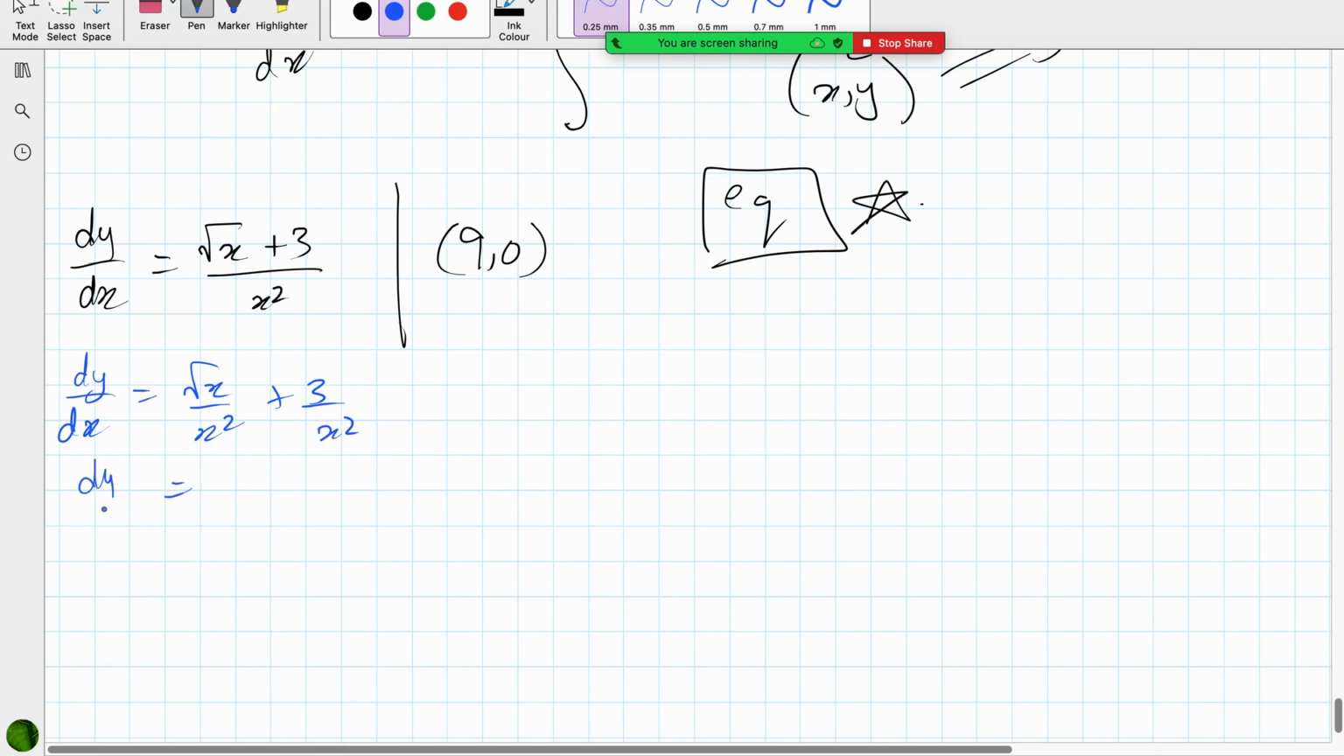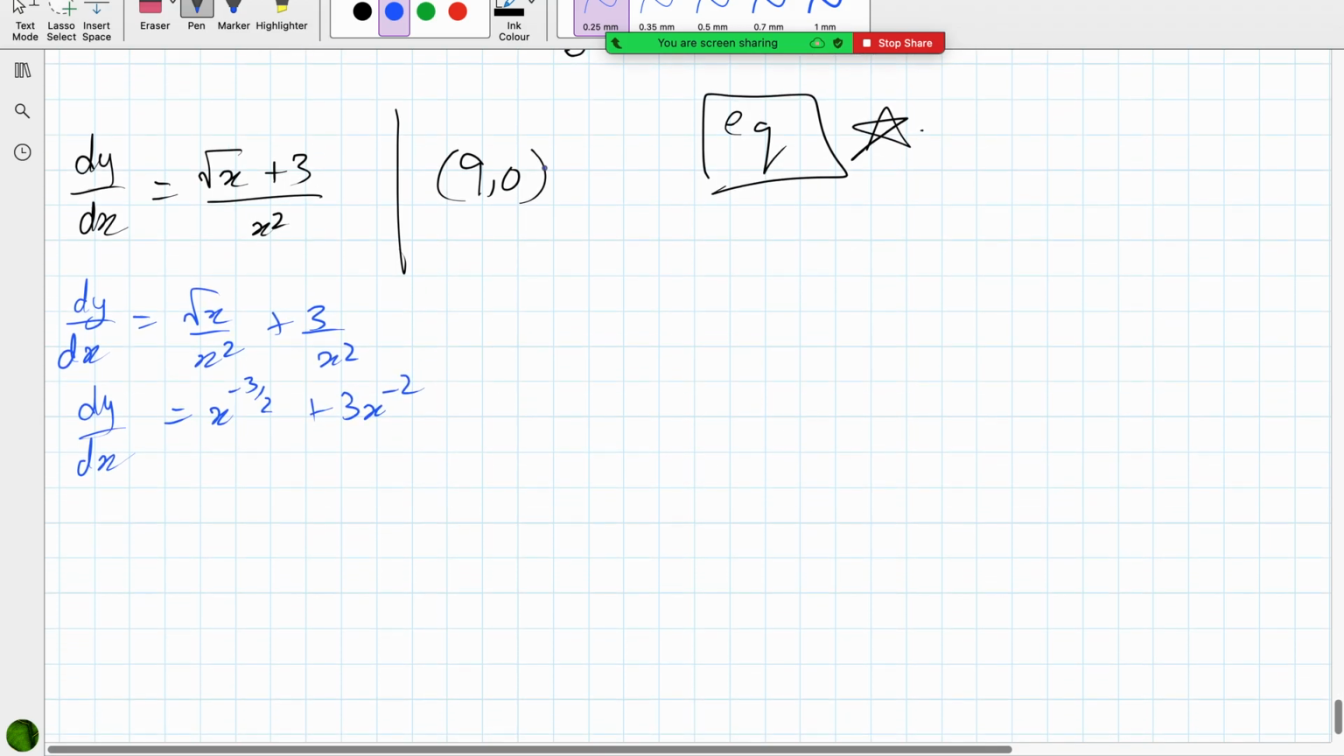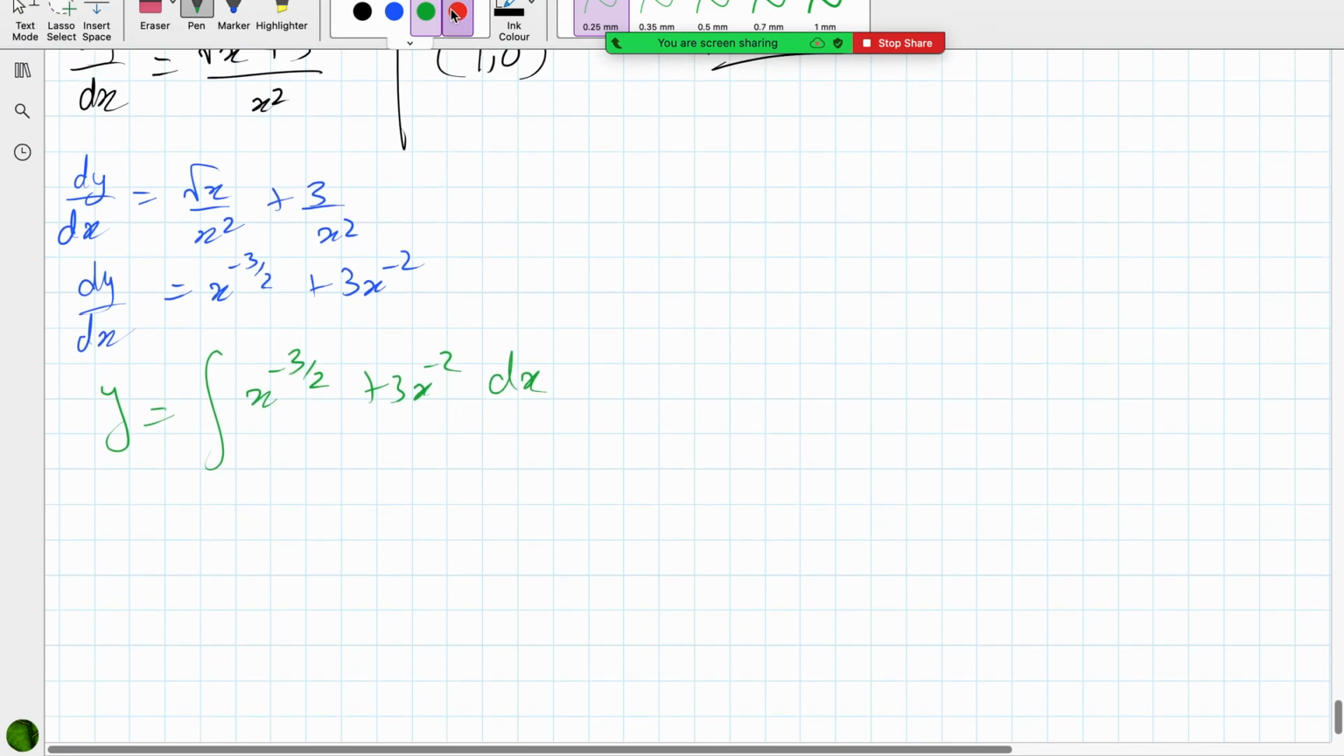Now I'm trying to do it a little direct. I know that it would be x to the power 1 by 2 over x squared, so when I subtract the powers, this is negative 3 by 2, plus 3x to the power minus 2. Now I'm going for integration. So y is equal to the integral of the given differential with respect to x.